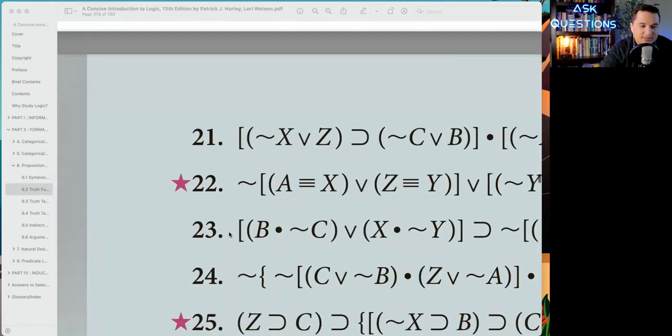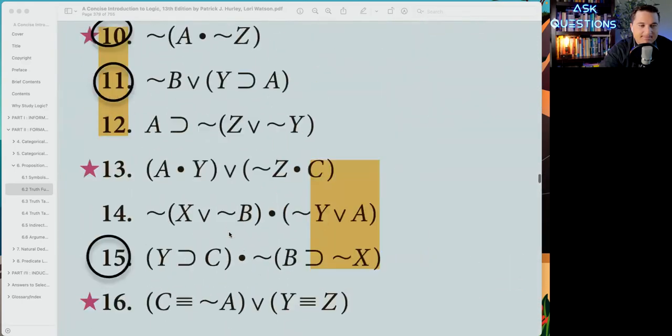All right. Is this the last one we're going to do? Yeah. For this section, that is.